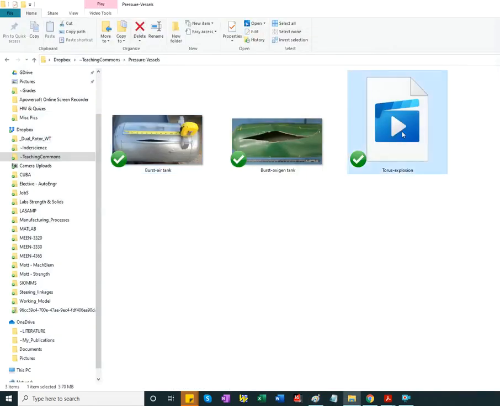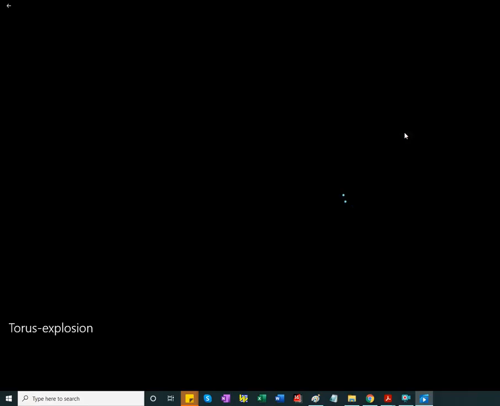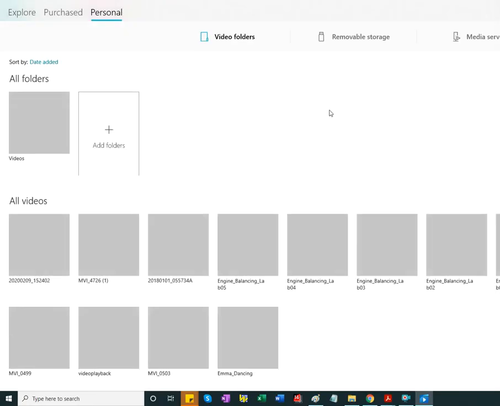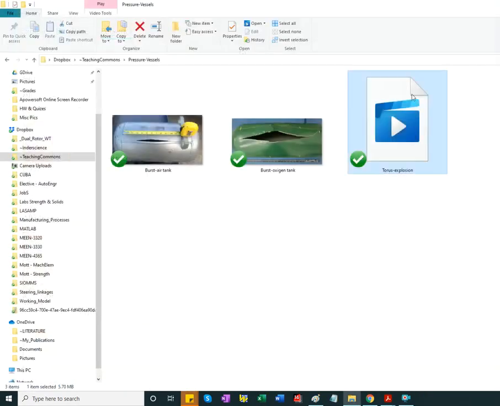And then I do have toroidal tanks, which are not discussed in this chapter. Let's see if it's, hopefully it's recording. New codec, not now. Okay. So on some other occasion, I'll play this video showing a test done by NASA on their toroidal tanks. They used to store liquid fuel and oxygen for their rockets.